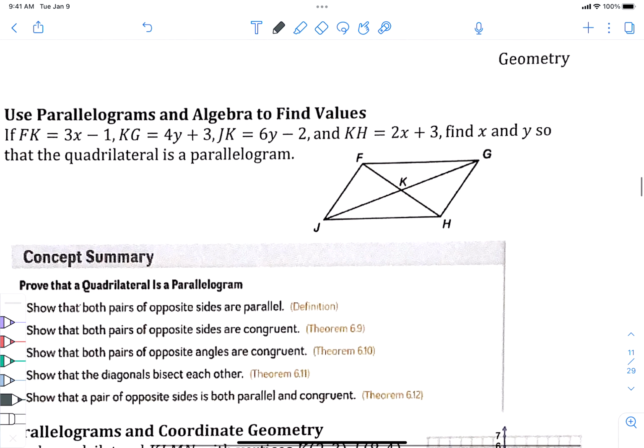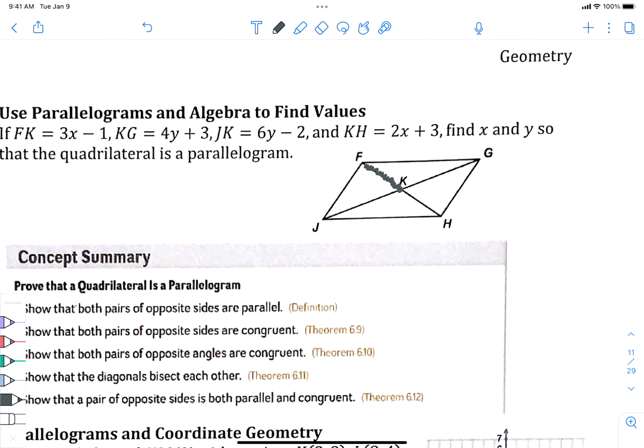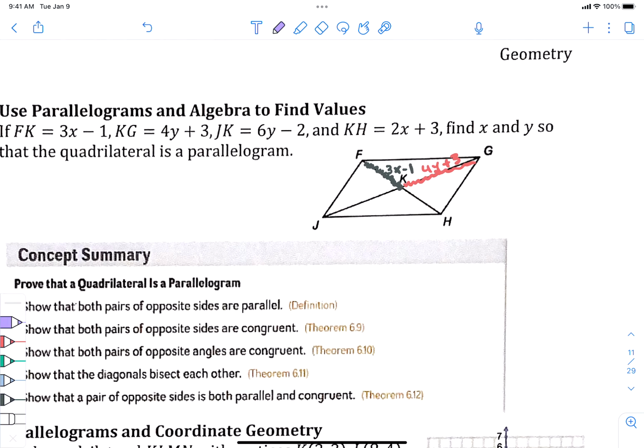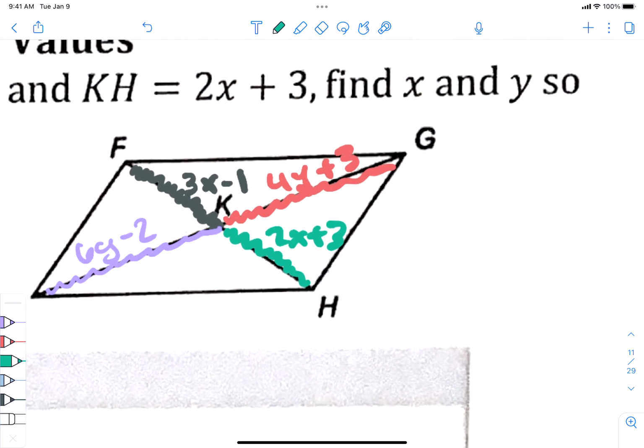If FK, let's label some stuff on here. FK is from here to here. It's part of the diagonal. That is 3x minus 1. Okay, that's that length. KG is this guy right here, and that is 4y plus 3. This is kind of like close quarters, trying to label this stuff in here. JK is this one right here, and that is 6y minus 2. And KH is this guy, that is 2x plus 3. Find x and y so that this is a parallelogram, okay?